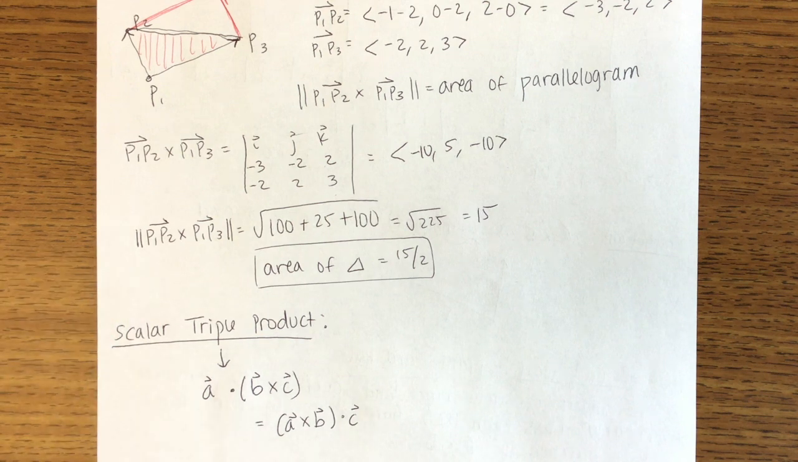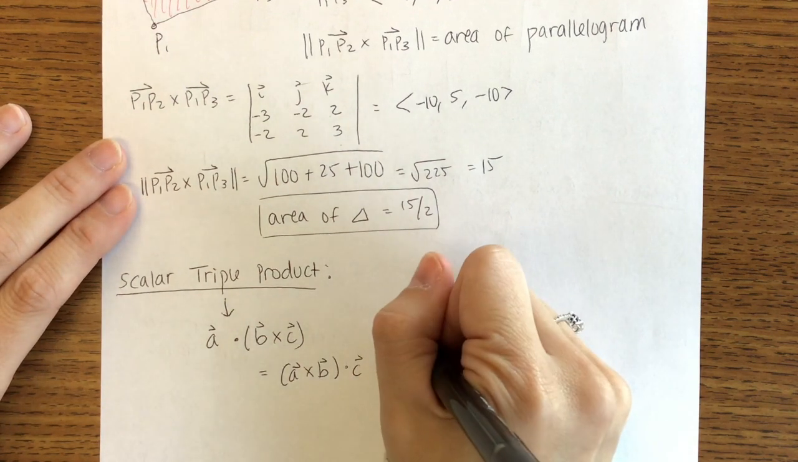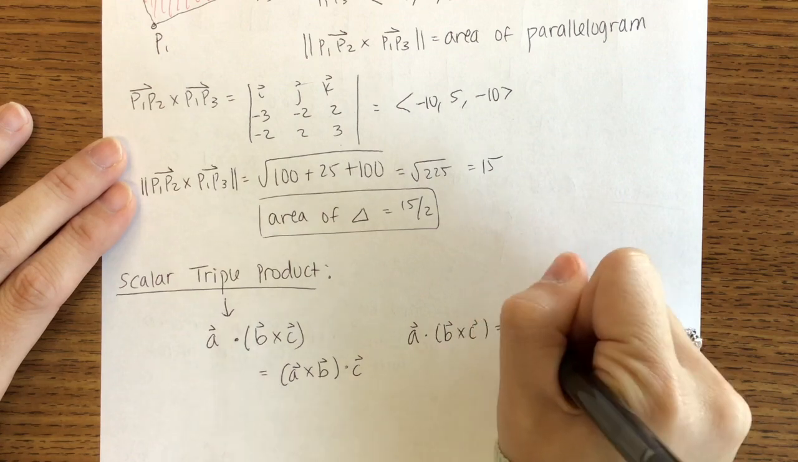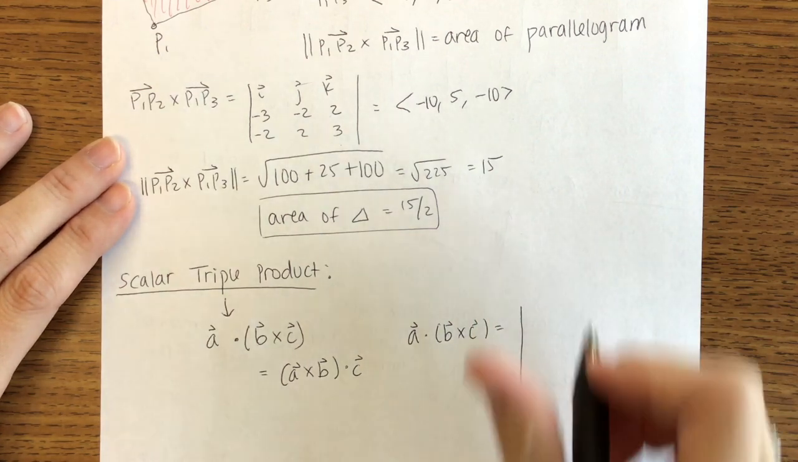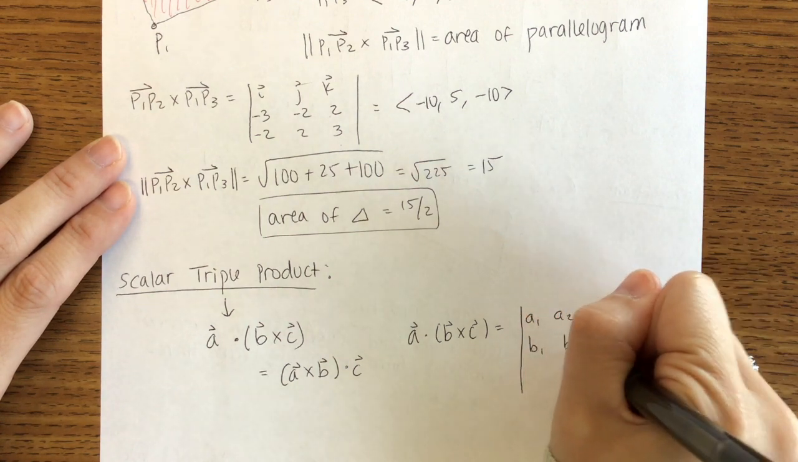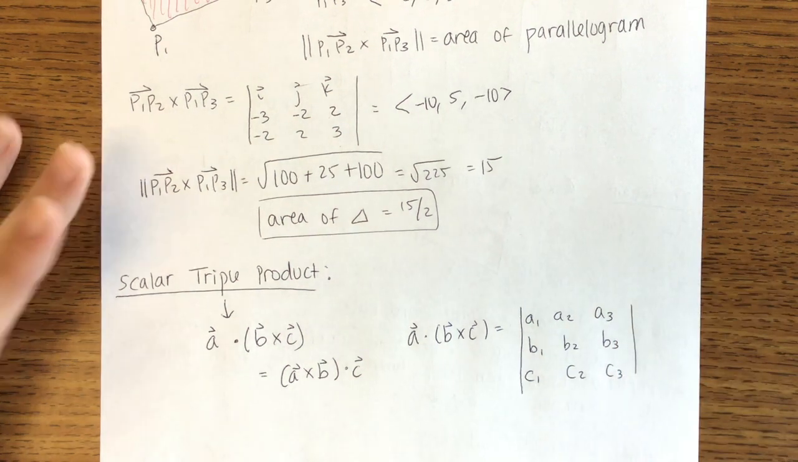Now, one thing that's important for us to remember is that this is going to be a number. It's not going to be a vector. Because remember, this is a vector, but then we have a vector dotted with another vector, which is going to give us a number. Okay, so then the way to calculate this, if we have that A dotted with B cross C, it's going to be a determinant. First row is going to be the components of A, second row is going to be the components of B, third row is going to be the components of C. And then we're calculating the determinant.